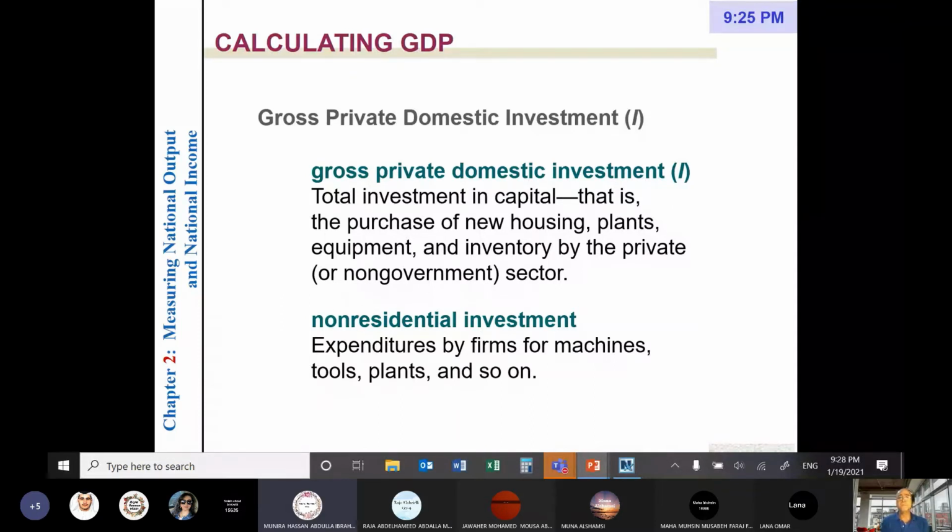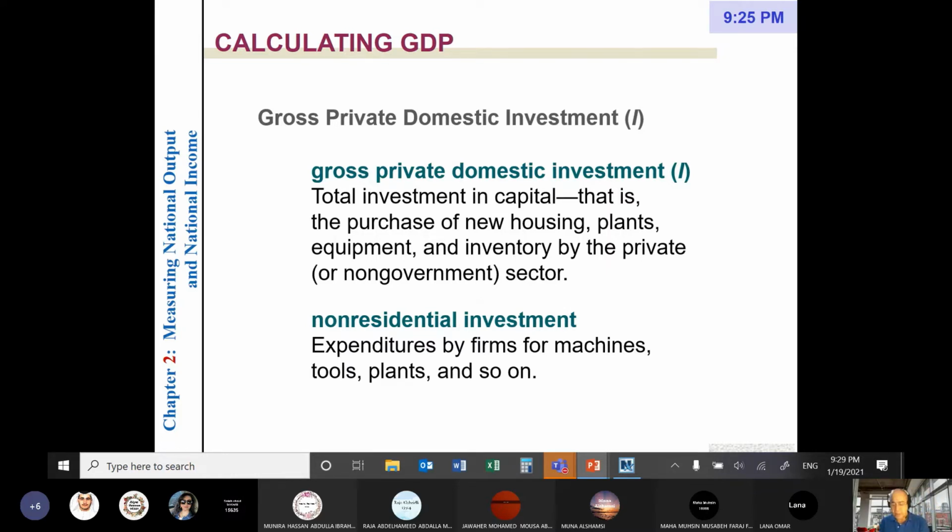Gross private domestic investment, total investment in capital, that is, purchase of new housing, plants, equipment, and inventory by the private or non-government sector. Okay. So what is the meaning of gross investment? Gross investment is the total amount spent by the business sector to add new machines. So gross investment can be categorized into three categories: non-residential investment, residential investment, and change in business inventory.